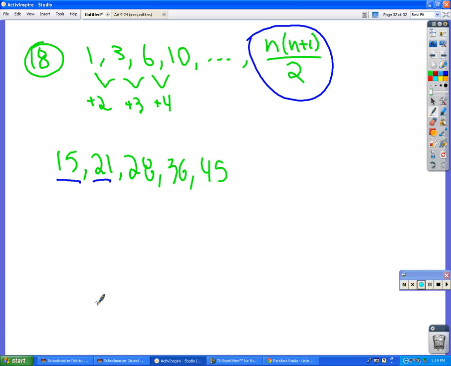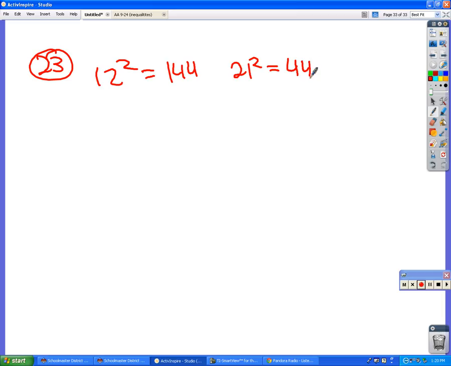Okay? All right, where do we go from there? 23. They have this weird thing going on where they say, look, if you take 12 and square it, you get 144. If you take 21 and square that, you get 441. How are these things related?